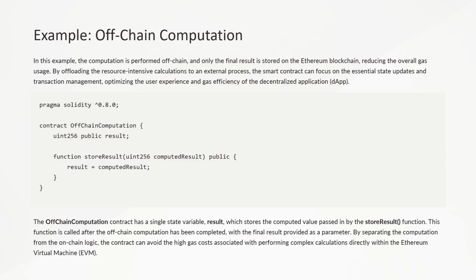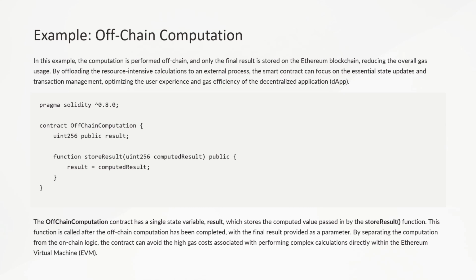Let us now look into an example of off-chain computation. In this smart contract named OffChainComputation, the contract includes a state variable named result, which is publicly accessible. State variables store values on the blockchain and can be read by anyone.